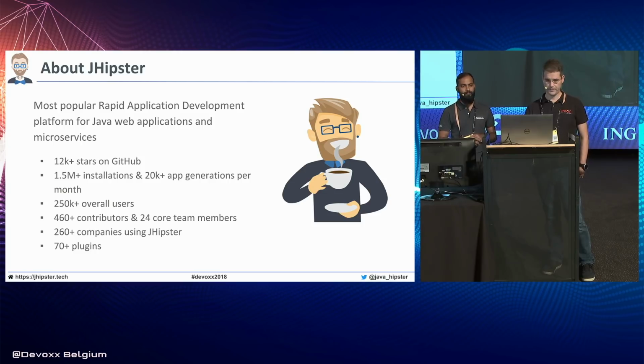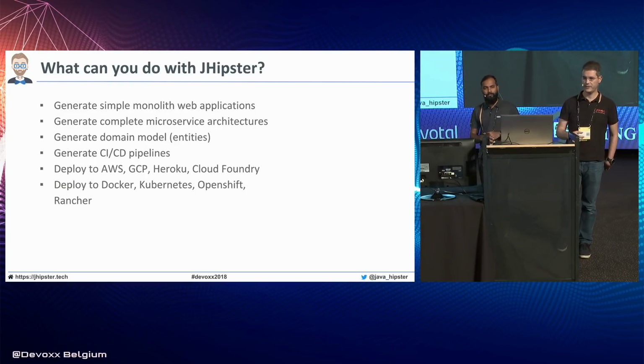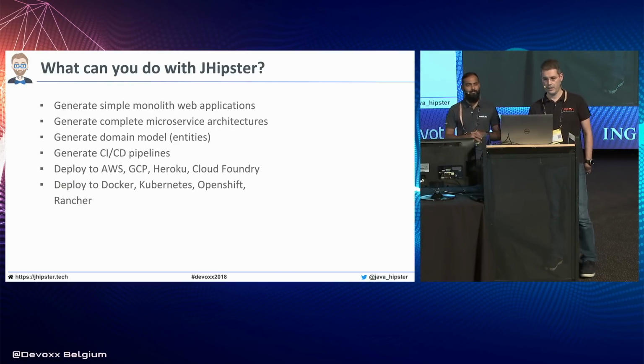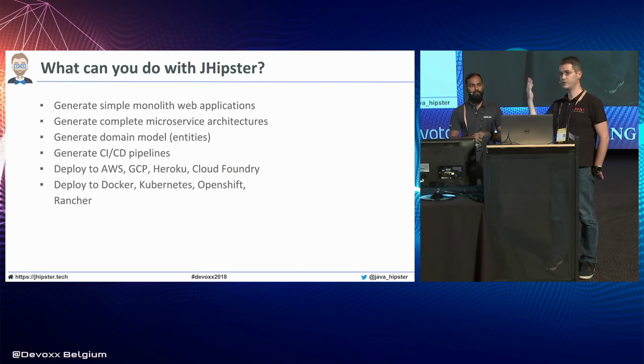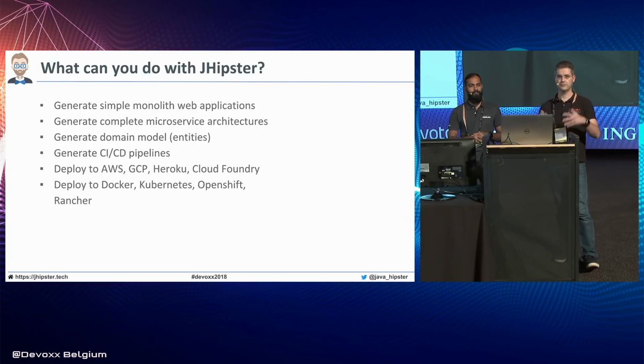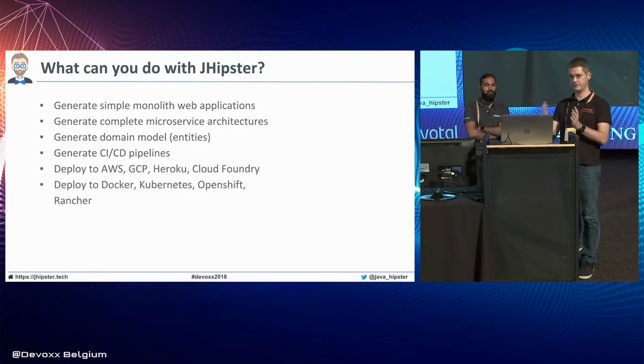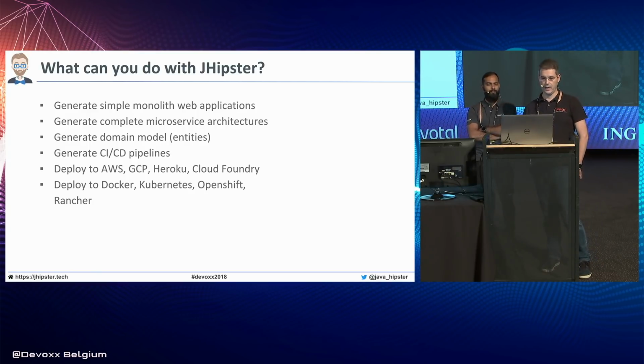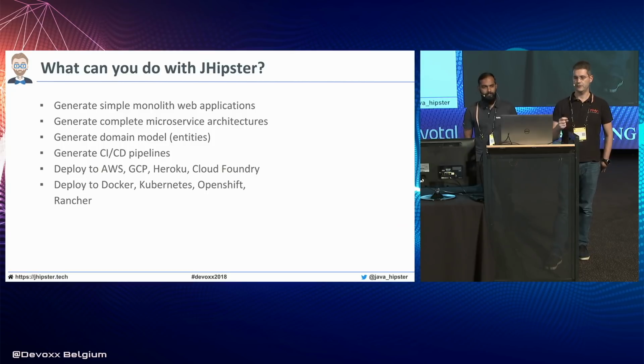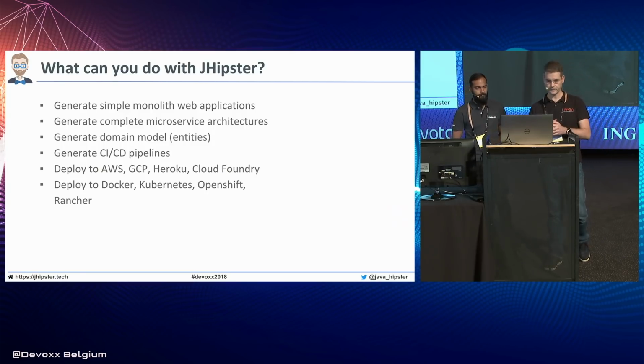It's highly popular because you can do awesome things with JHipster. You can create, and that's the original goal, a monolith with everything in it. So you've got Spring Boot, Angular, cloud deployment, everything included. You can also generate complete microservices stacks. That's what Deepu will demo in the second part of this session. You can generate a domain model. You can model your entities. You will also see that with Deepu.